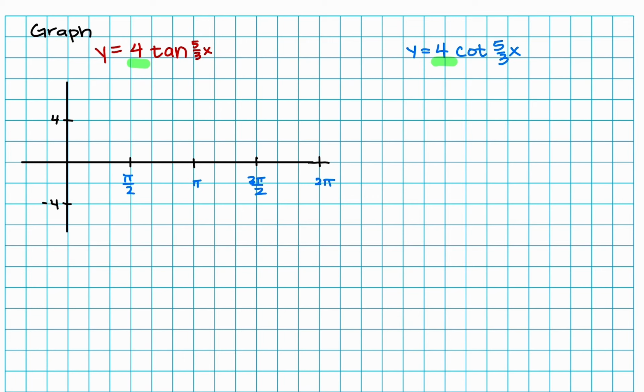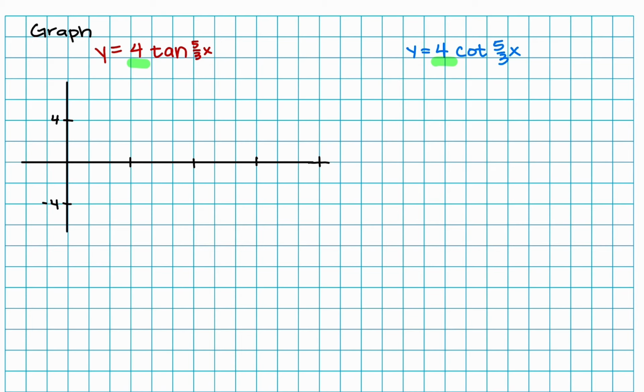Now, because of our horizontal shrink, because of this value here, the 5/3, all of these values are going to change. They are not going to stay like that. So that's my next step: to shrink those values by a factor of 3/5. So I take the 5/3 and essentially take its reciprocal.